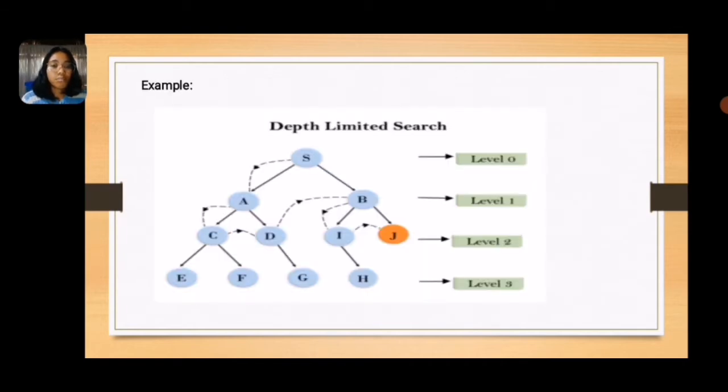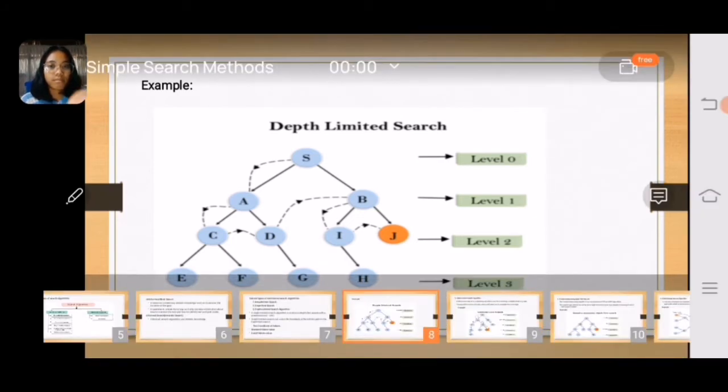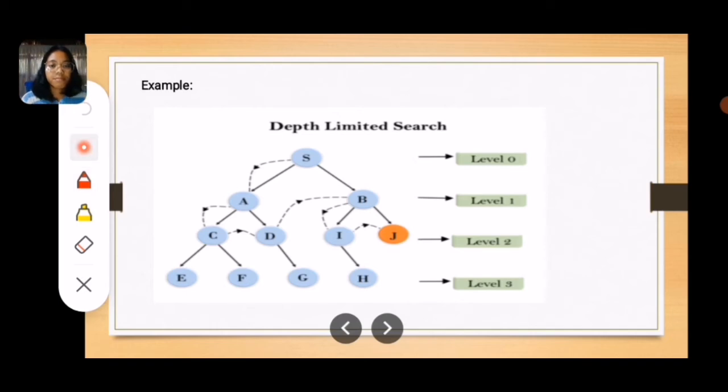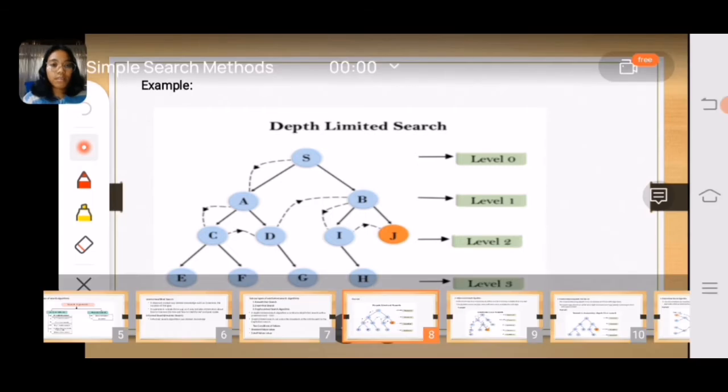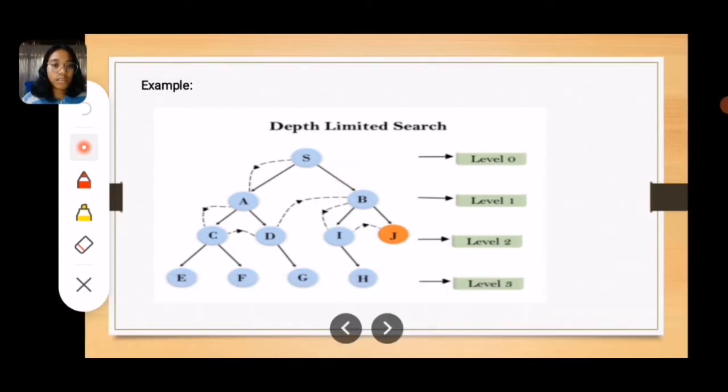Here is the first example of depth limited search. In this depth limited search, there is level 0, level 1, level 2, level 3. The depth limit here is level 2. Then the goal node is J. So this is similar to DFS. It starts at S, the root node.